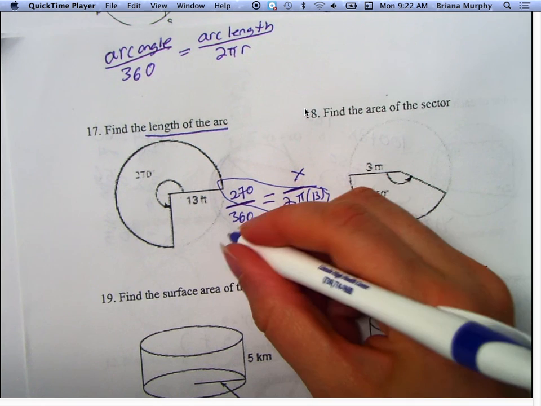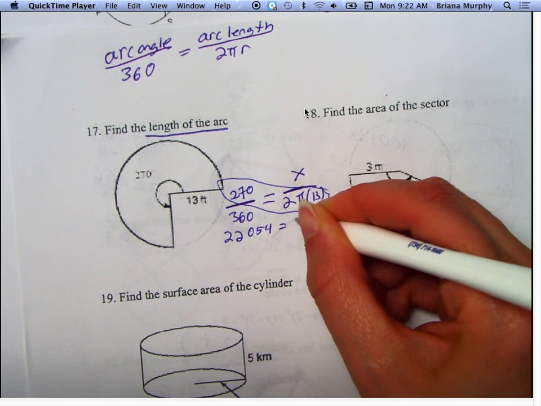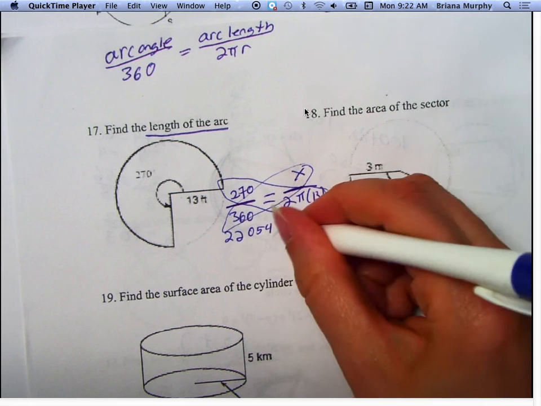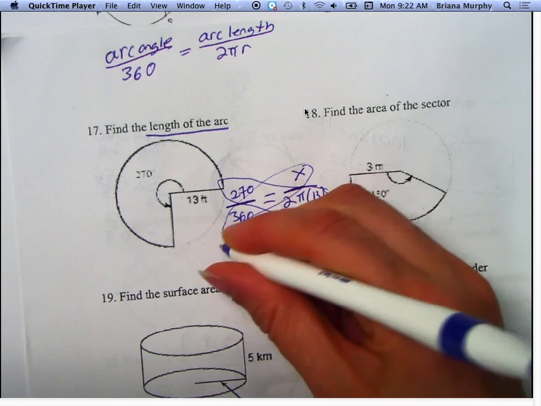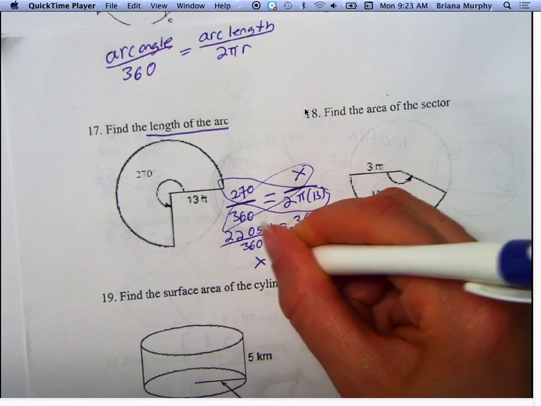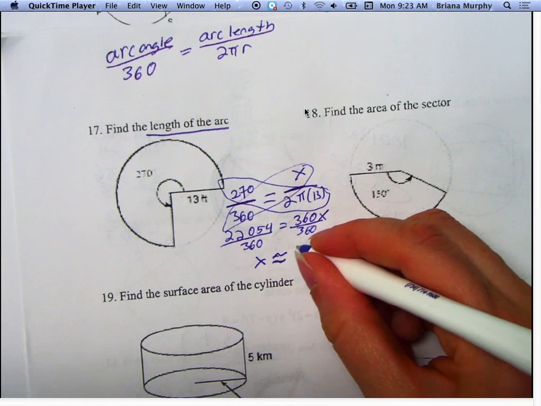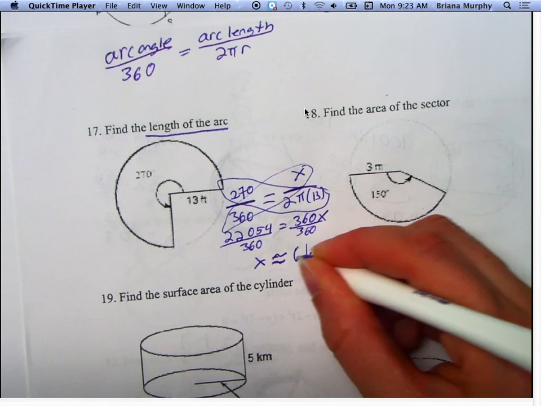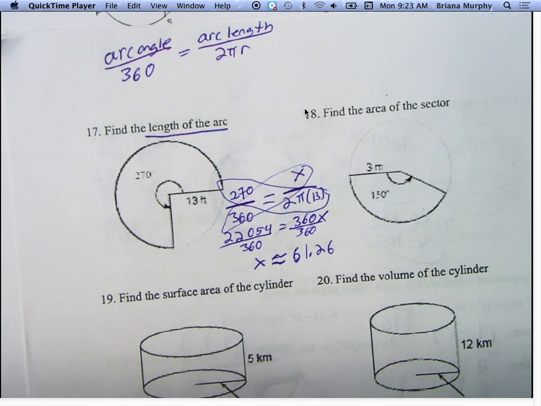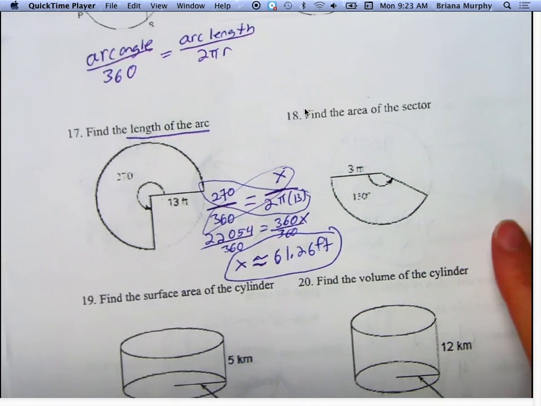And we get 22,054 equals 360x. We divide both sides by 360. And x is approximately, I like to use the squiggle lines because I round, 61.26 what? Feet. Okay.